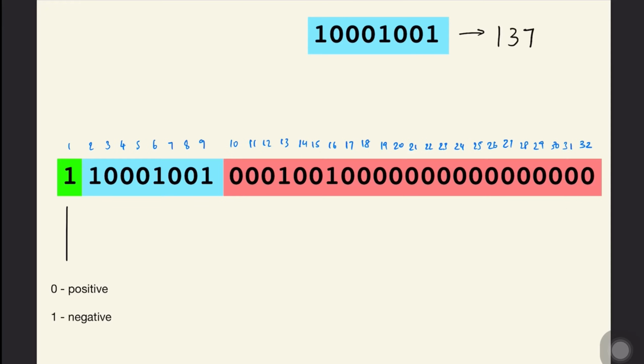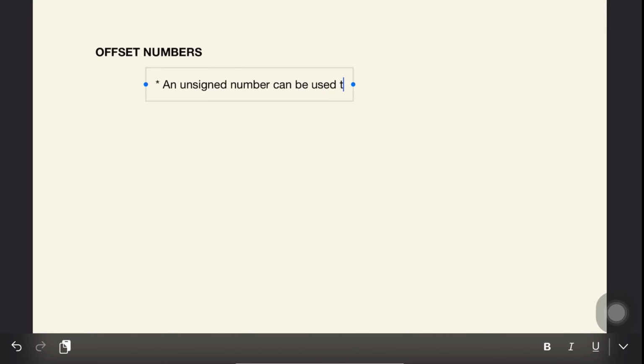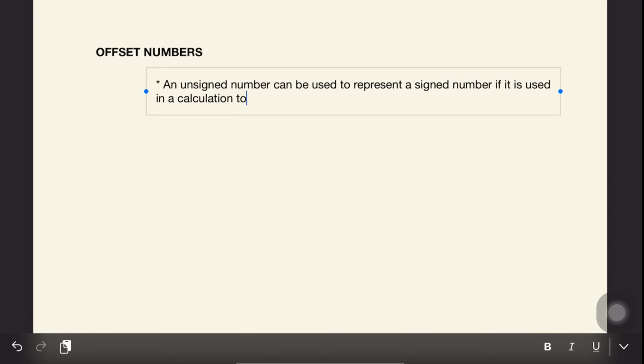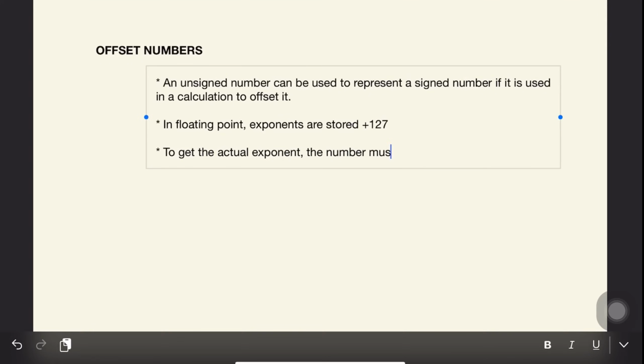First, we will need to read the exponent as a normal unsigned integer. Here, we get 137. Remember that we have a bit to store the sign of the number, but we don't have any bits to store the sign of the exponent. To represent both negative and positive exponents, the computer offsets the number. An unsigned number can be used to represent a signed number if it's used in a calculation to offset it. In floating point, exponents are stored plus 127. To recover the correct exponent, we subtract 127 from the number.